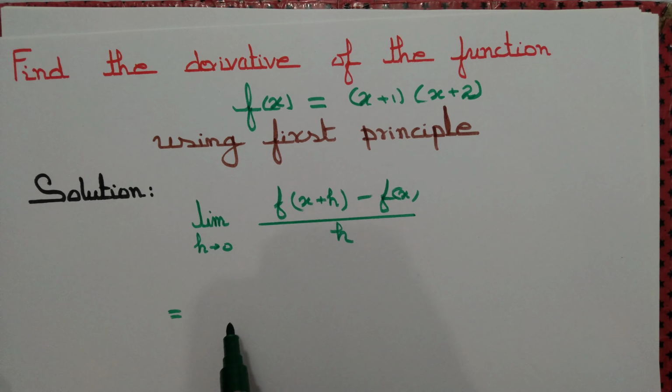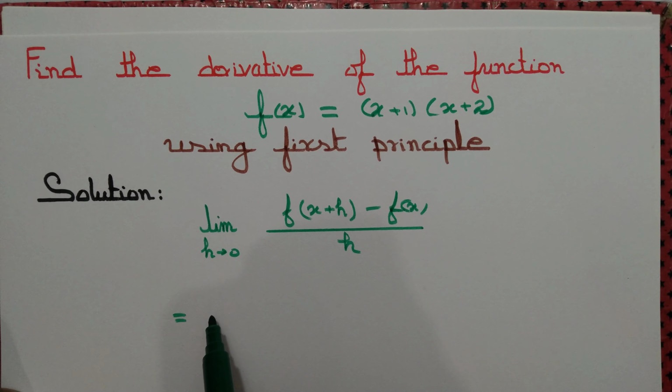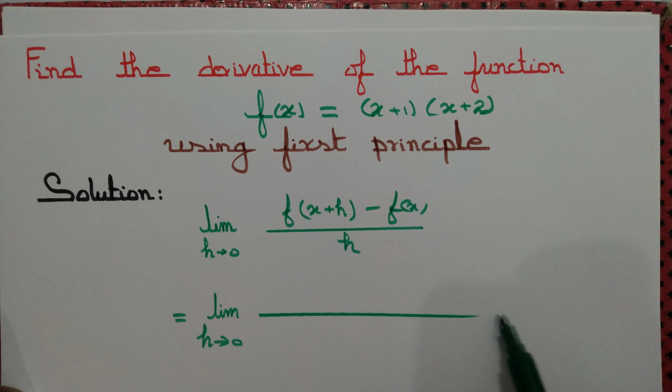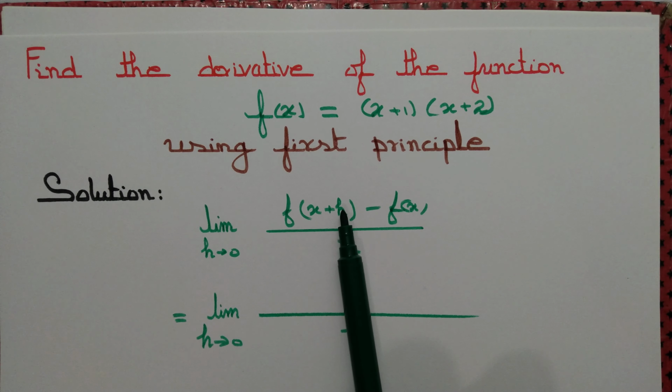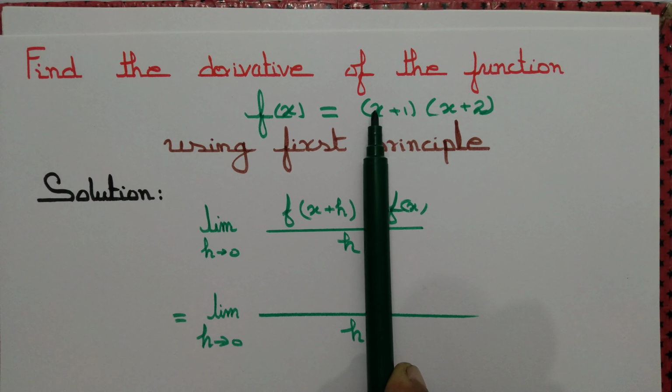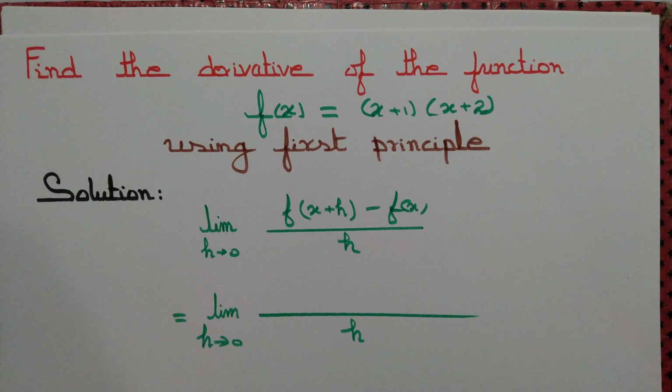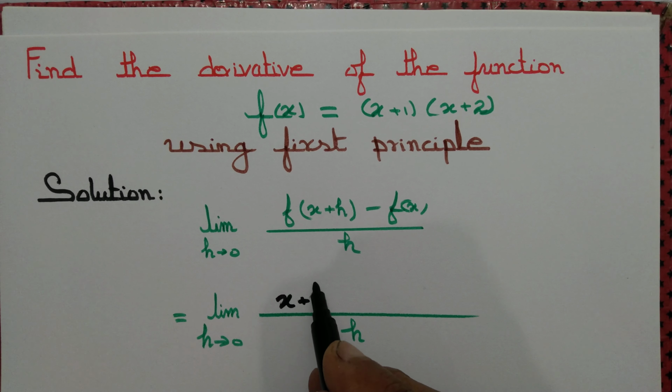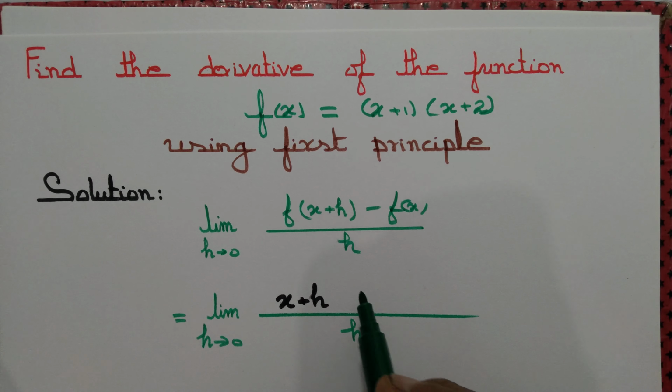First step, we write the limit as it is. Limit h tends to 0, we write as it is. Divided by h, we write as it is. f of x plus h: what we do is we replace x by x plus h. Once again, we simply replace x by x plus h. The rest of the expression we can copy as it is.